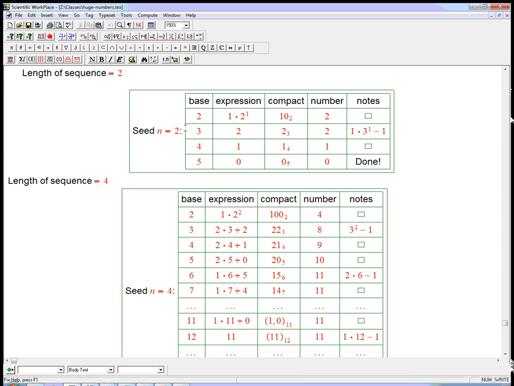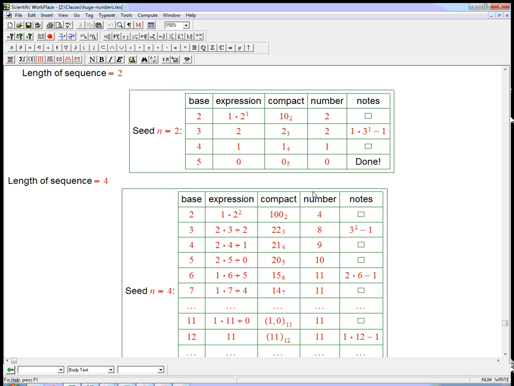Anyway, seed n equals 2. You write 2 in base 2. That's 10 base 2. Now, I'd love to write that as 1 and then a minus 1 base 3, but that's not legal. So it really just ends up being 2 when I subtract. So that's 2 base 3. Now no more crises. 1 base 4, 0 base 5, done. Length of sequence 4. You might have a guess as to the progression of these guys.